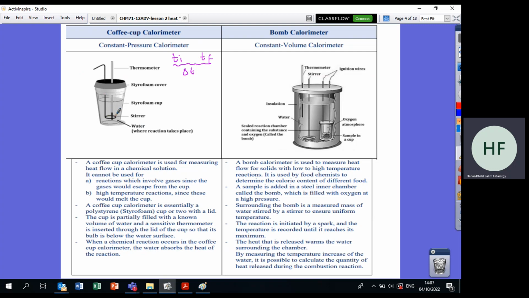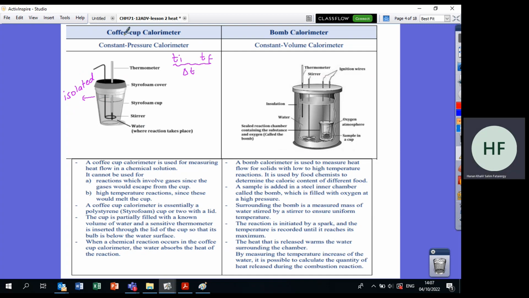This is used as a stirrer to mix the containers. We have a styrofoam cup or this cup. Very important that this cup is insulated. Why should it be insulated or isolated? So that no heat will be lost to the surrounding.